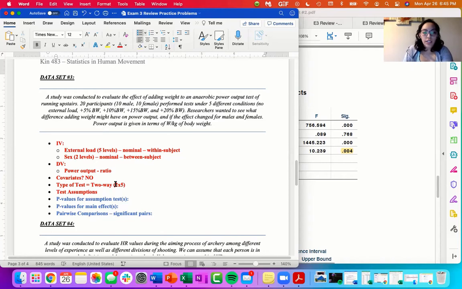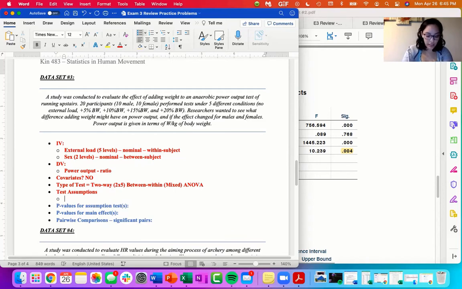The reason why I changed this to a 2x5 is because if I'm listing between within, these should be respectively matching each other. So the 2 matches the between subject factor and the 5 matches the within subject factor, or at least the order that they're listed in. So you could call it a between within, or you could use the word mixed. That would also be acceptable. Okay, so a lot of different permutations of combinations that could form the title of this test.